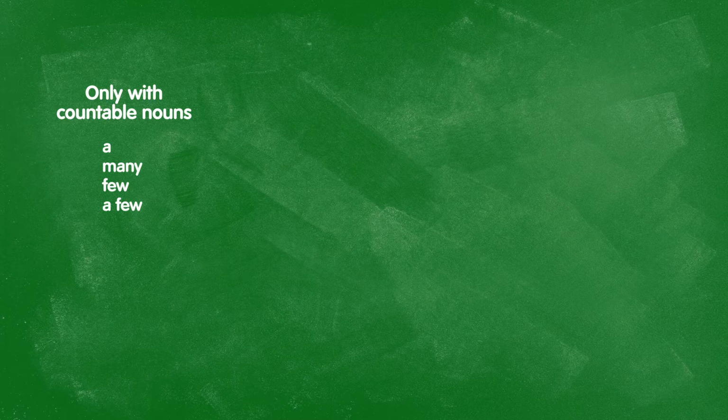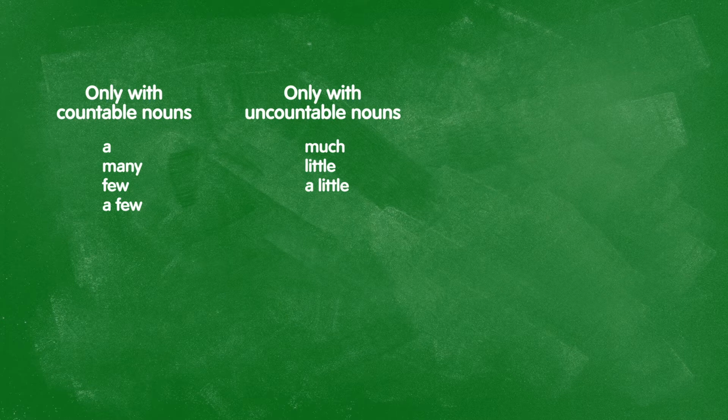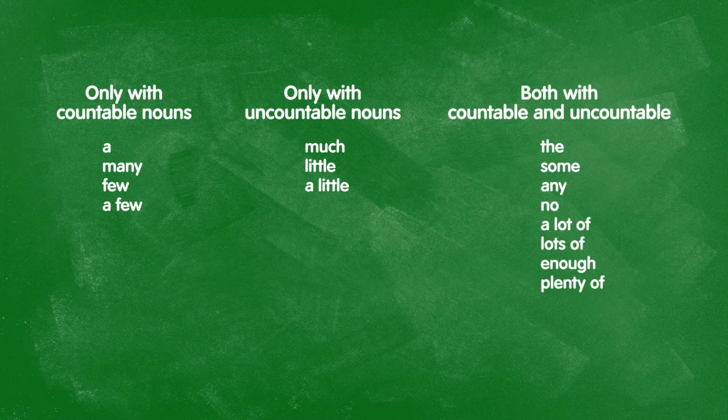Now, if you want to describe the quantity of countable and uncountable nouns, you should remember the following rules. Only with countable nouns will we use the phrases a, many, few, or a few. For example, in the phrase a student, many students, few students, or a few students. With uncountable nouns, we use much, little, or a little. For example, much sugar, little information, or a little water. And finally, there are some phrases that we can use together with both countable and uncountable nouns. For example, the, some, any, no, a lot of, lots of, enough, and plenty of. All of these may be used with countable and uncountable.